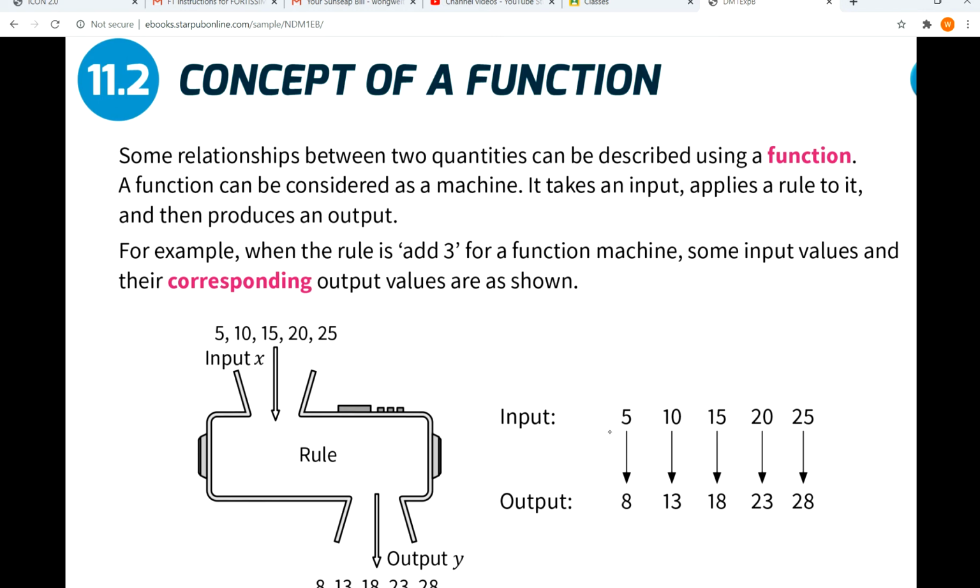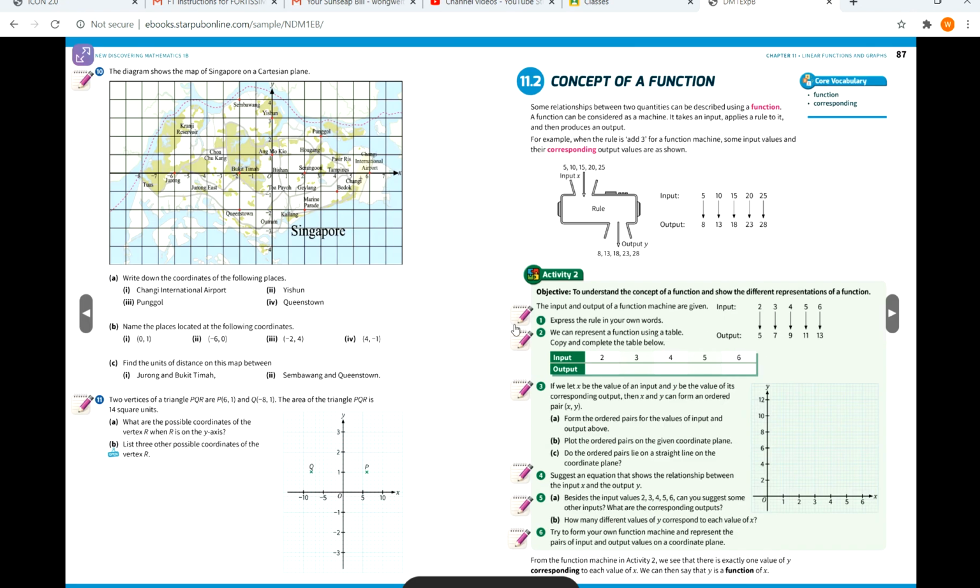Can you guess what the relationship is? What is this rule over here? Plus 3, is it? Input plus 3 equals output. Output they call y, right? So you can say that y equals x plus 3. So that's what's happening over here: y equals x plus 3. Okay, let's take a look at the next machine.